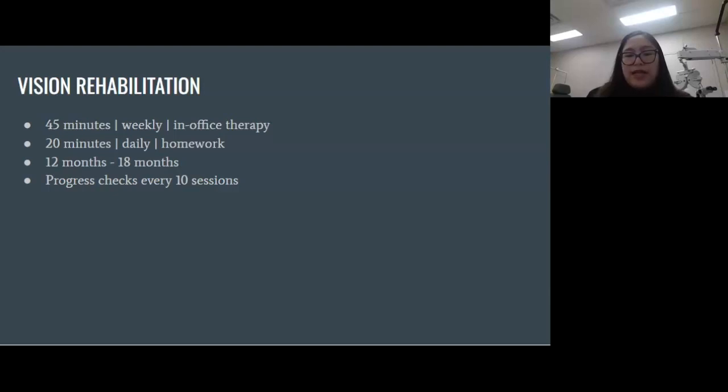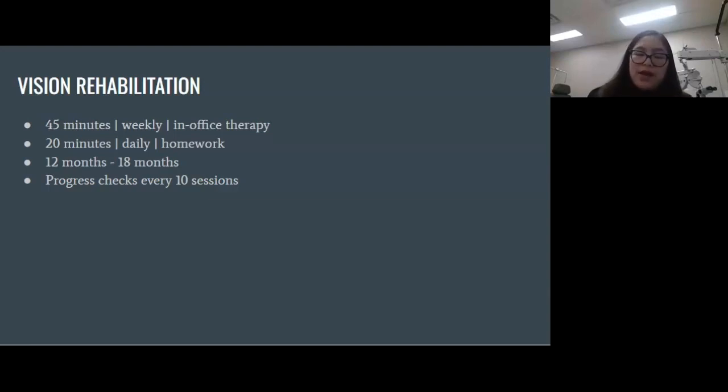And every 10 sessions, we have a check-in with the doctor, so someone like myself as well, to assess all of those systems that we talked about before. We look at things like that visual information sequencing, see if the sequential memory has improved. We look at all the data points to see if those things are changing, if those things are getting better.